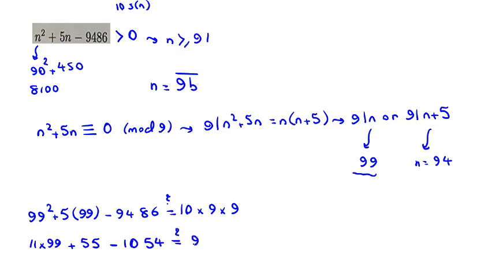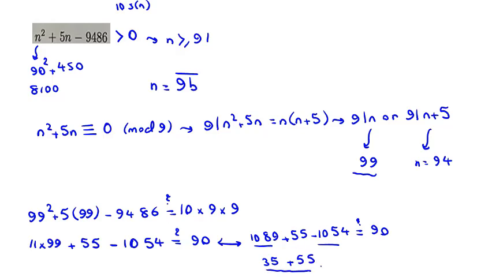We want to prove why it equals 90. If we multiply this, it is equivalent to 1089 plus 55 minus 1054 equals 90. This number minus this number, and adding 55, here it will be 90, and it is satisfied, and it's the greatest number, so the answer to this problem is 99.